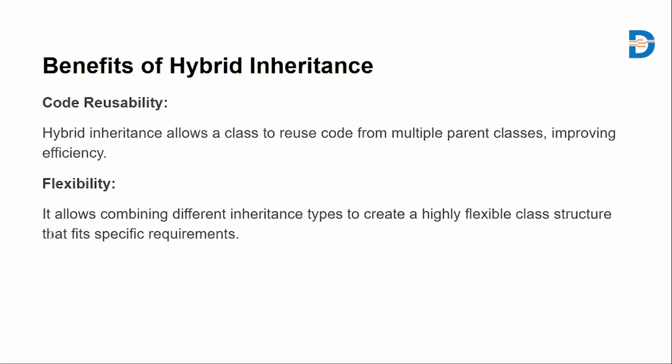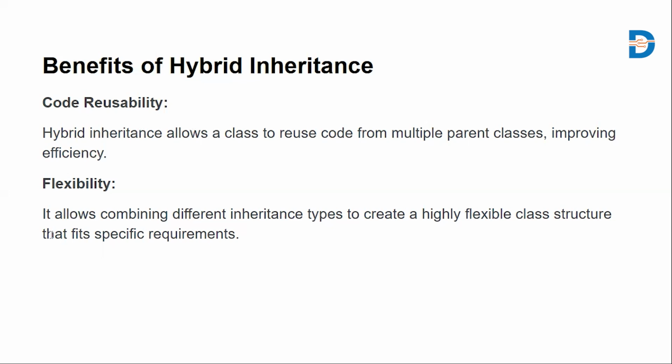Then we will learn about the benefits of hybrid inheritance. The first benefit is code reusability. This is one of the main advantages of hybrid inheritance. A child class can inherit from multiple parent classes, allowing it to reuse code from various sources. It also improves efficiency and reduces redundancy.